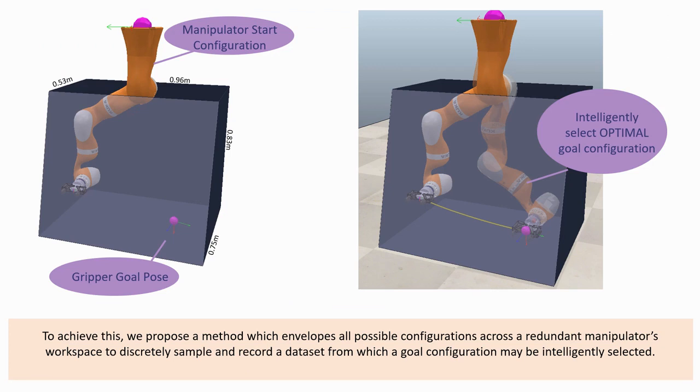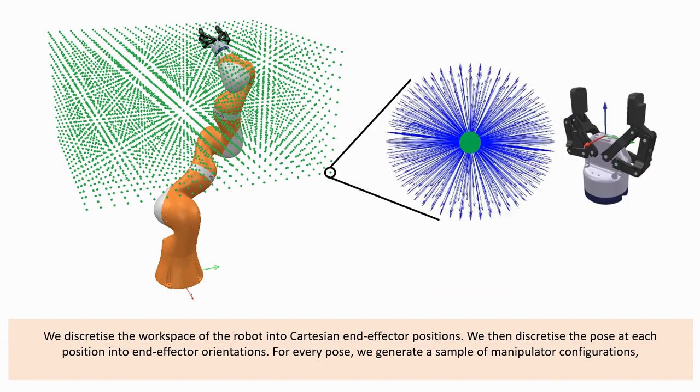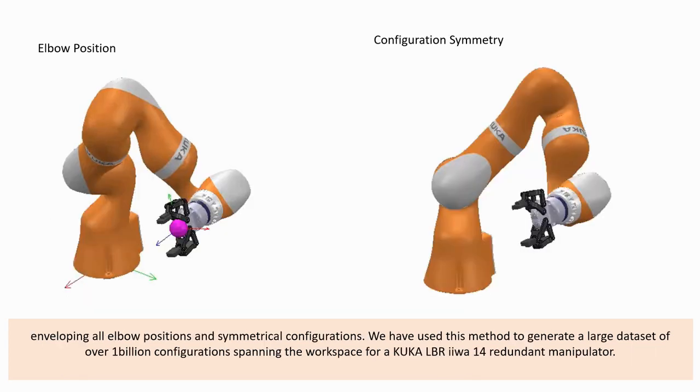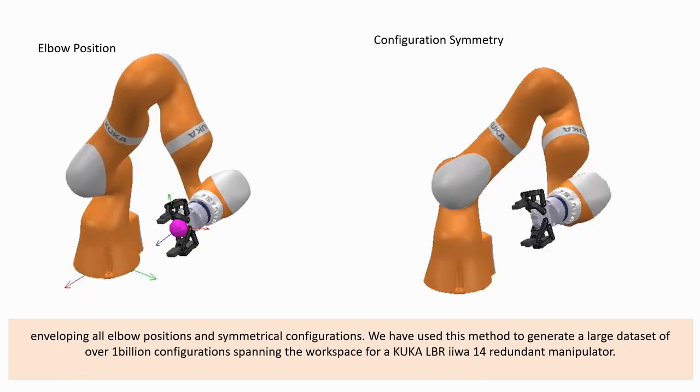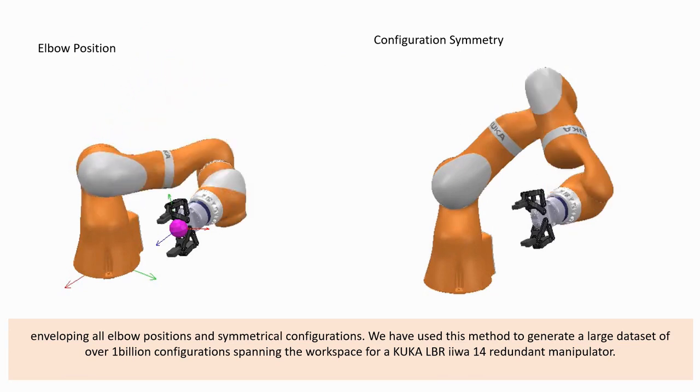To achieve this, we propose a method which envelopes all possible configurations across a redundant manipulator's workspace to discretely sample and record a dataset from which a goal configuration may be intelligently selected. We discretize the workspace of the robot into Cartesian end-effector positions. We then discretize the pose of each position into end-effector orientations. For every pose, we generate a sample of manipulator configurations, enveloping all elbow positions and symmetrical configurations.